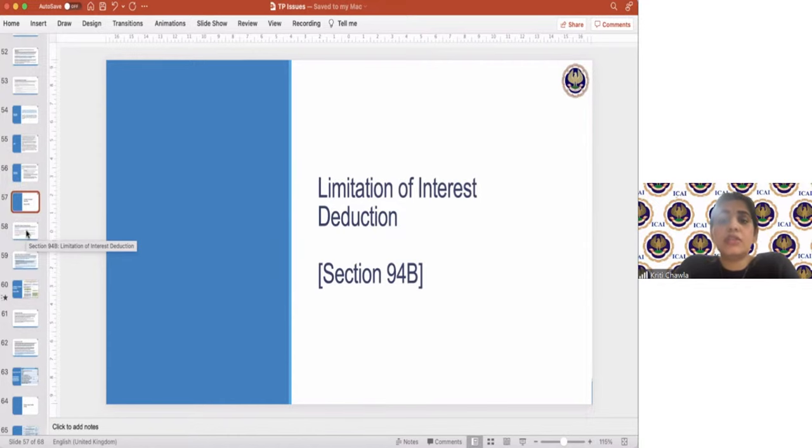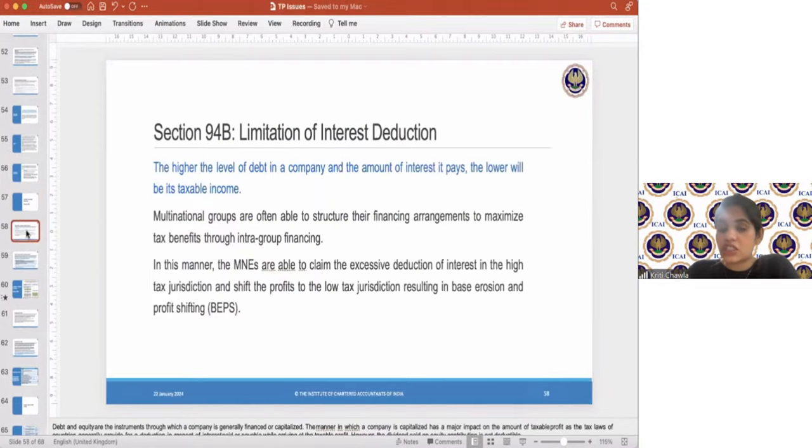I'm going to give you a base on what is limitation of interest deduction. Well, let's say that a company wants to finance its capital. Now, the company has two options. Debt and equity are basically the two instruments that the company has. So the company wants to capitalize itself, and obviously it has two options: either it can raise debt, or it could be an equity option. Now, if you look at a multinational enterprise, they generally go in with the concept of debt rather than equity. They prefer debt over equity.